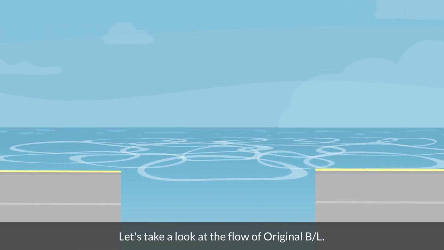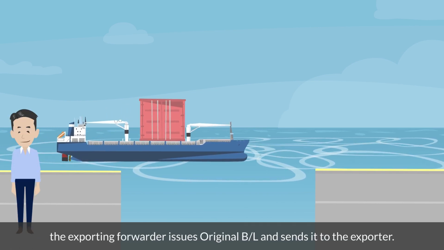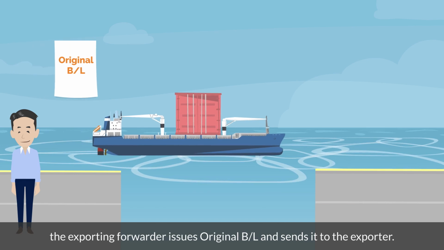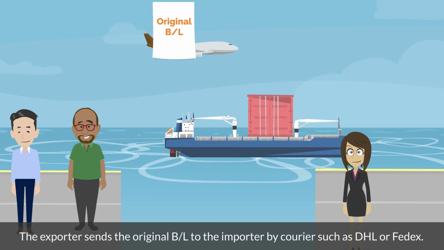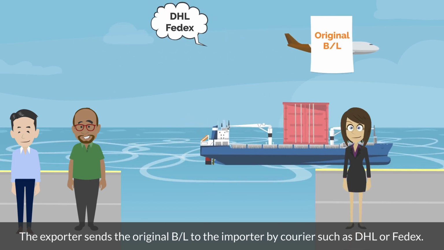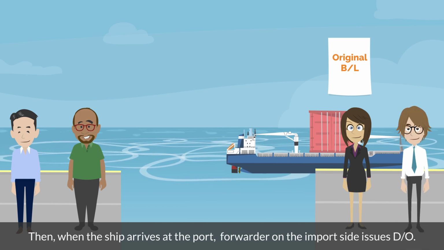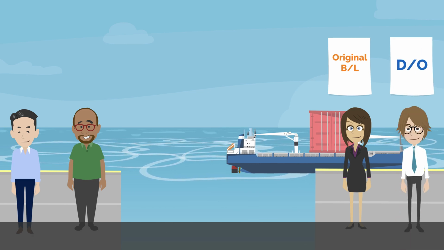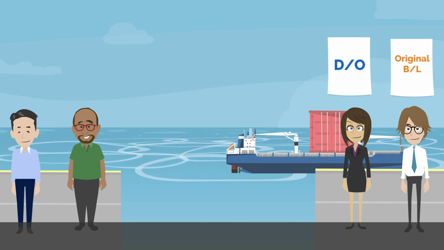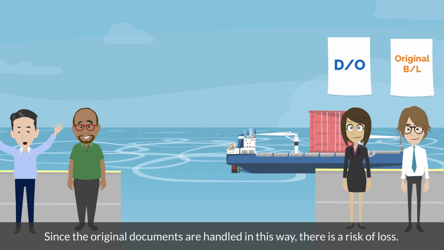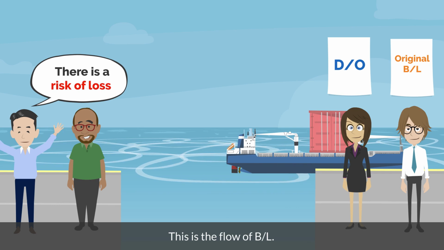Let's take a look at the flow of original BL. When the vessel leaves the port, the exporting forwarder issues original BL and sends it to the exporter. The exporter sends the original BL to the importer by courier such as DHL or FedEx. Then, when the ship arrives at the port, the forwarder on the import side issues DO. The importer who obtains the original BL exchanges BL for DO. Since the original documents are handled in this way, there is a risk of loss. This is the flow of BL.